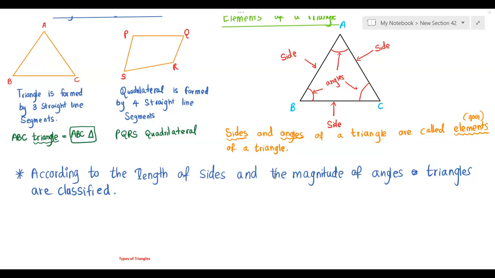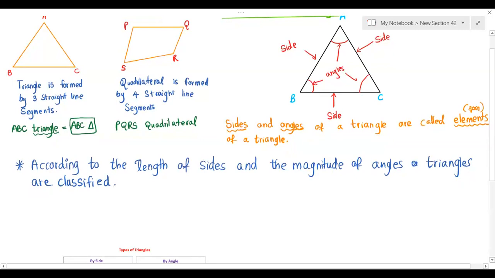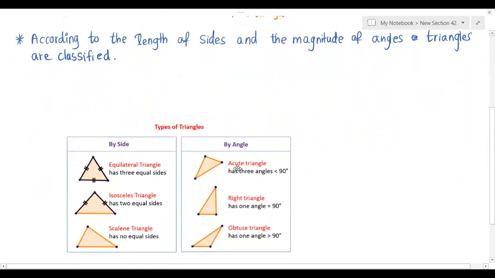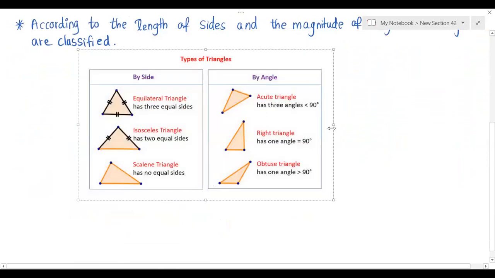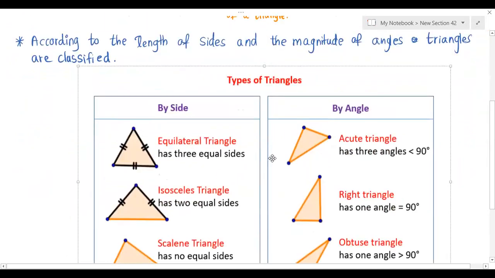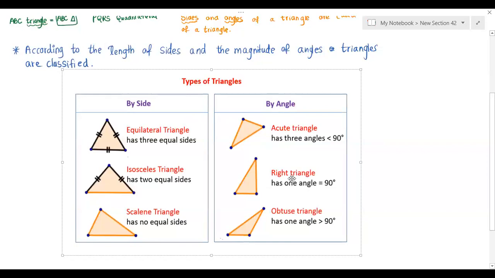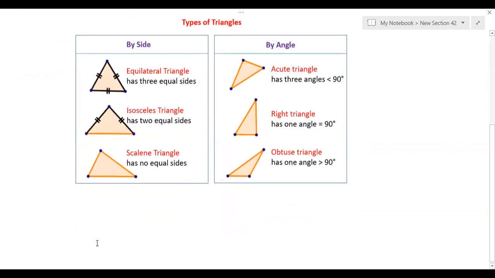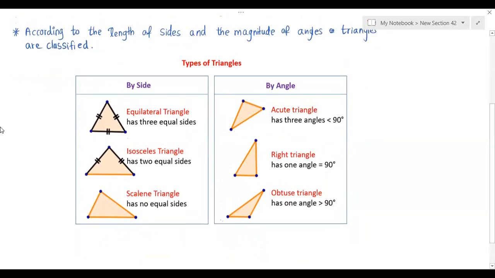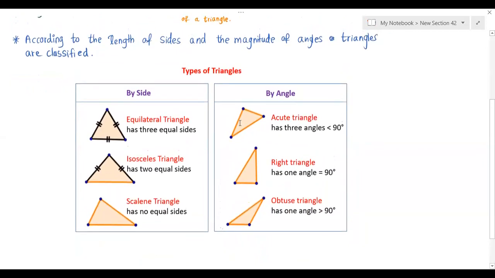You have to remember these words by looking at the diagram or the triangle. You should be able to identify what this triangle is. Okay? This is very important. Here I have got some diagram related to this. Okay, look at this table.